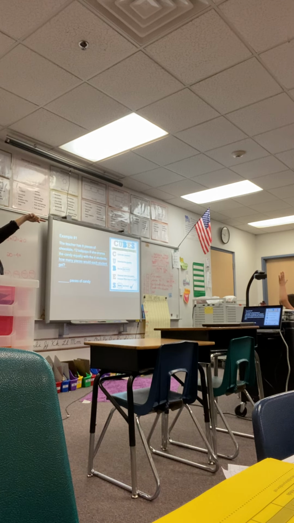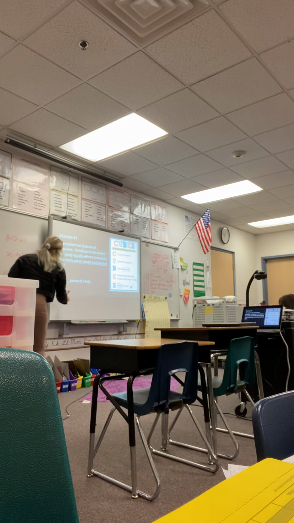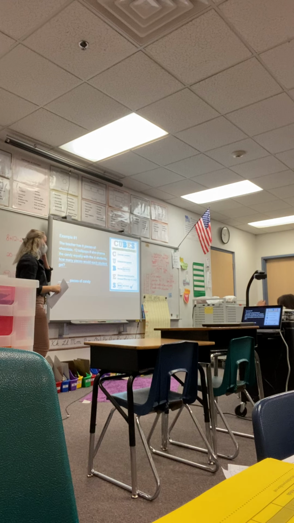Peyton? 5. Thank you. 5. 20 divided by 4 is 5, so we have 5 what? 5 pieces of candy. Good. Go ahead and write that down. 5 pieces of candy. Wait, so we write a 5 on where it says piece of candy? Right where the blank is. Yep.